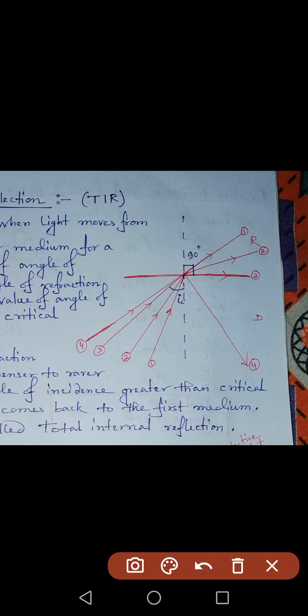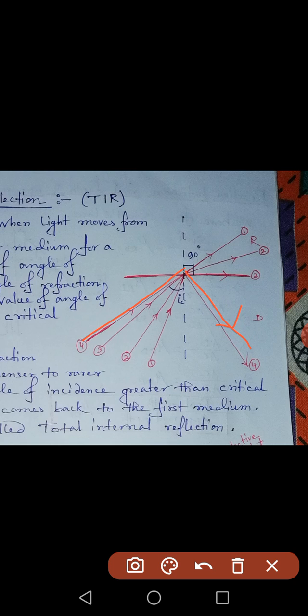Now if you increase the angle of incidence beyond the critical angle, that means now if we allow ray 4 to move, you can see that ray 4 is making a larger angle than the critical angle. So if ray 4 is allowed to move, where will it go now? For ray 3 we got the refracted ray exactly at the surface, so for ray 4 the ray must come back. If you see nicely, it looks like a reflection, ray 4 going this way and then coming back to the first medium. So this is called total internal reflection.